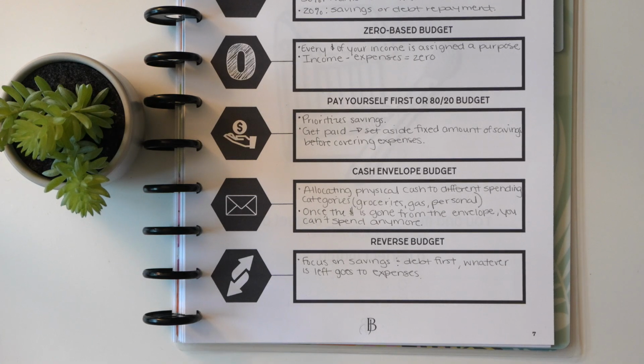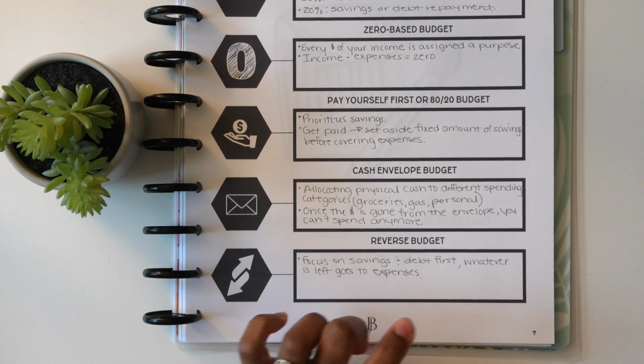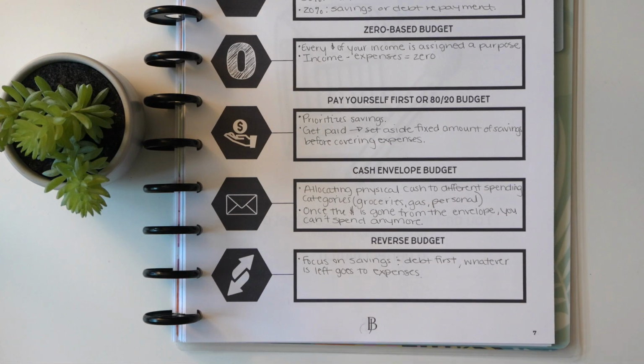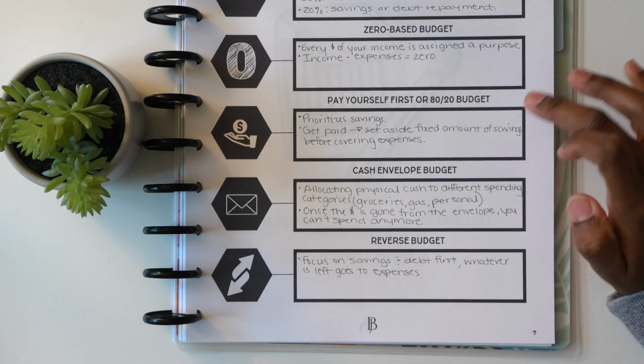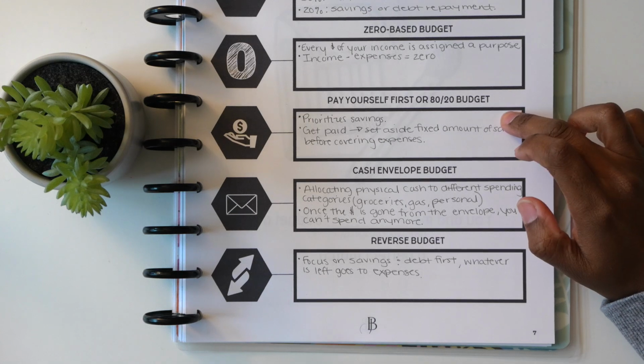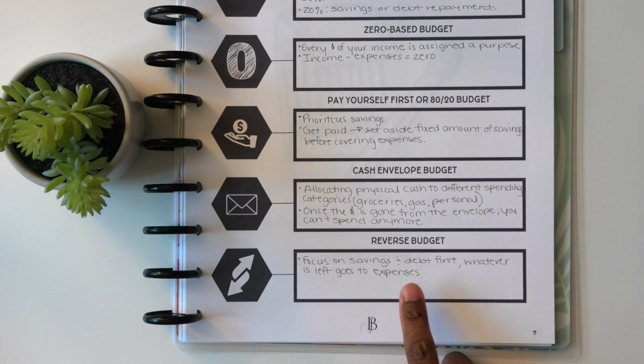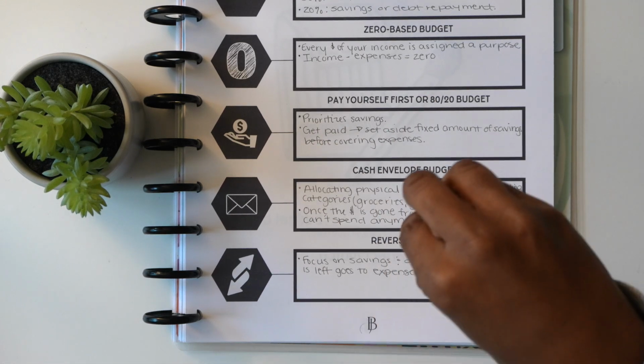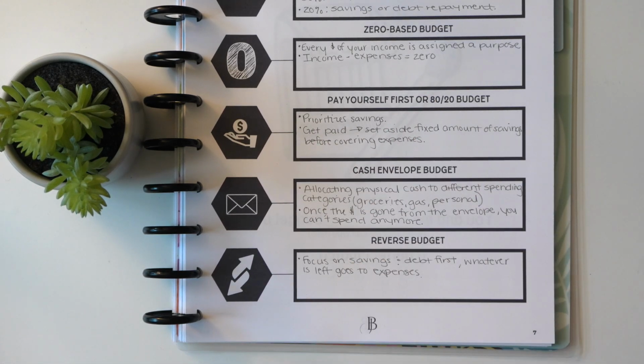And then last but not least is the reverse budgeting type. This type is where your focus is on savings and debt first, and whatever is left goes towards expenses. So it's kind of like pay yourself first, but this one has saving and debt combined, where your focus is on those two things, and then whatever is left over, you pay your expenses from there.